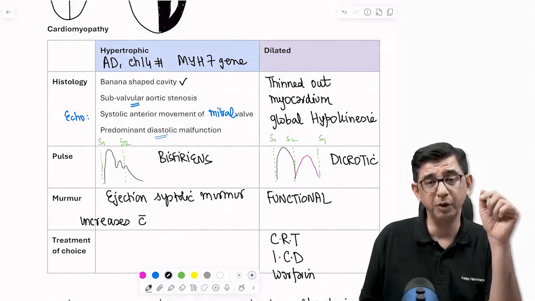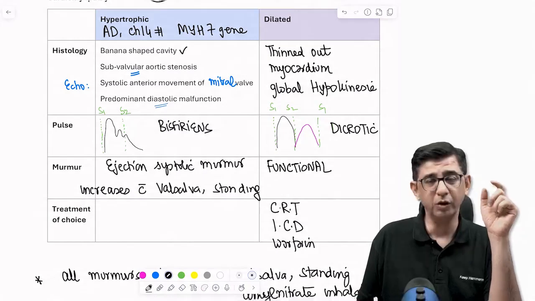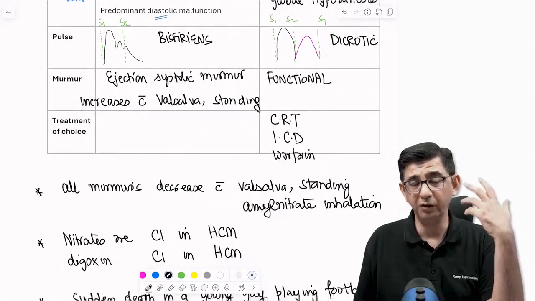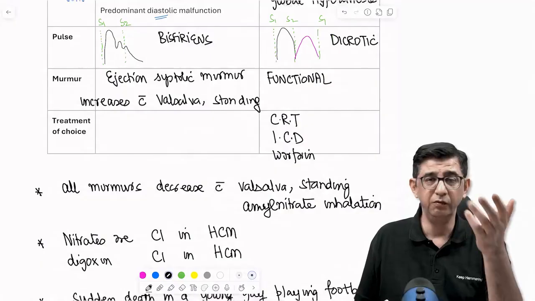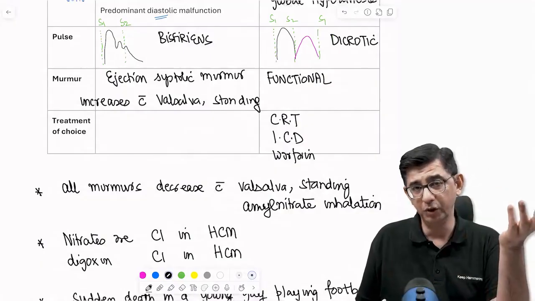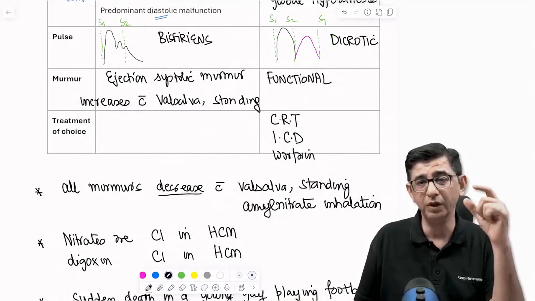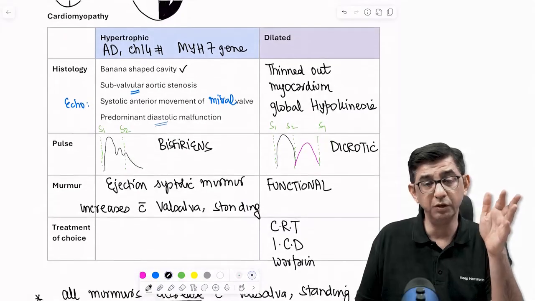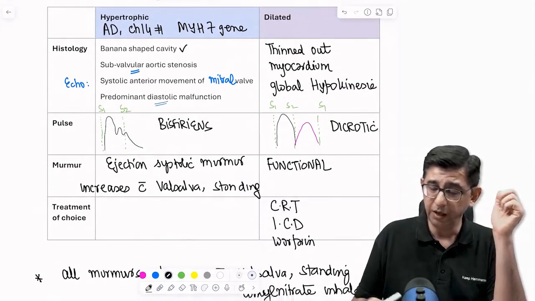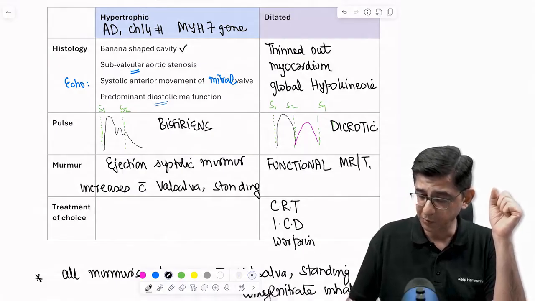The speciality of this murmur is that it increases with Valsalva and with standing. Traditionally, all murmurs decrease, because when we stand or do any activity like amyl nitrate inhalation, it decreases the venous return to the heart. If less blood comes into the heart, less blood goes out also. So all murmurs tend to reduce in intensity with Valsalva, standing and amyl nitrate, but not the murmur of hypertrophic cardiomyopathy, which increases with Valsalva and standing. In contrast, in dilated cardiomyopathy, we can get a functional mitral regurgitation or a tricuspid regurgitation.